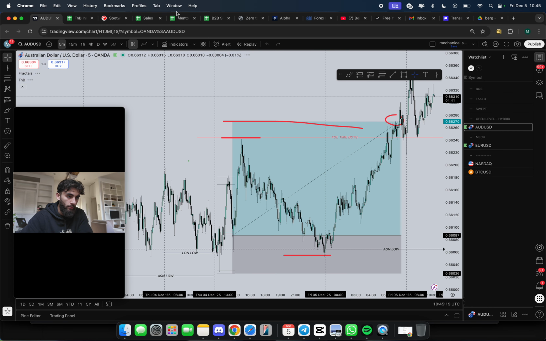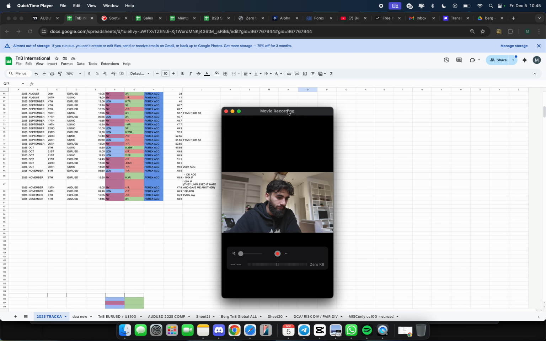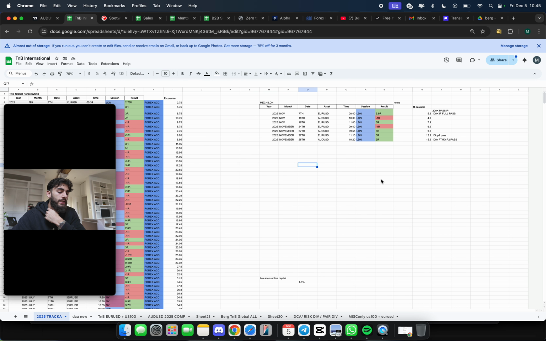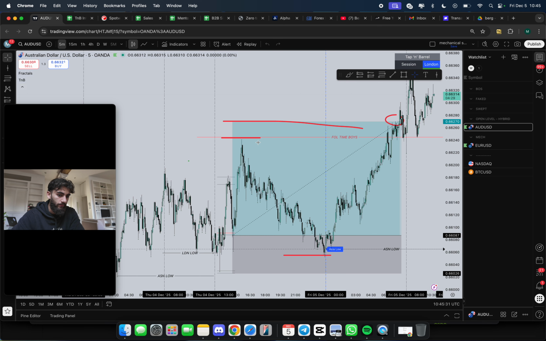So at the moment, the standings on the data: 48.9R up on the hybrid, I'm 7R up on the LRV, and I'm 15.9R up on the London Mech. So I'm about 70R up this year, give or take. So we're doing pretty well, crushing it.